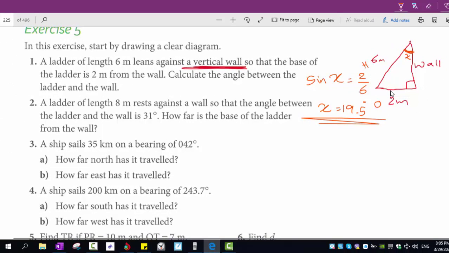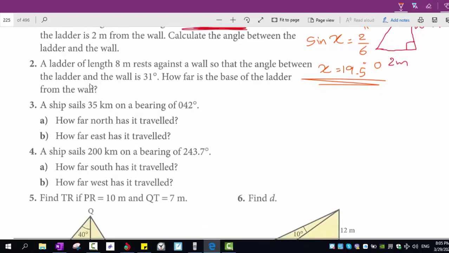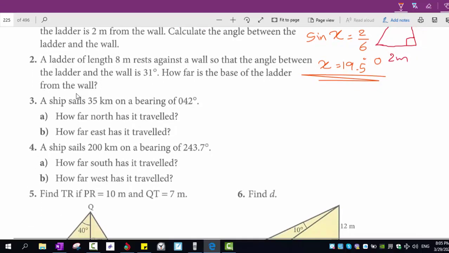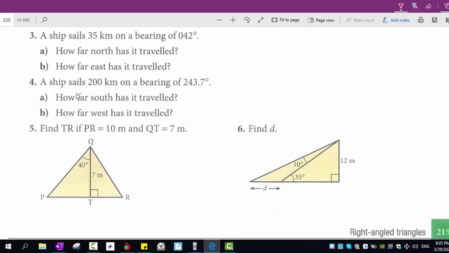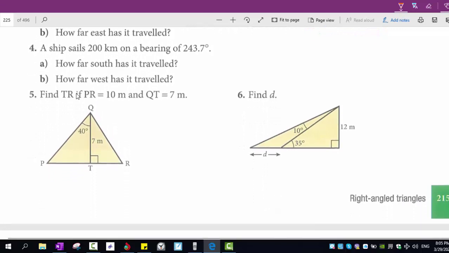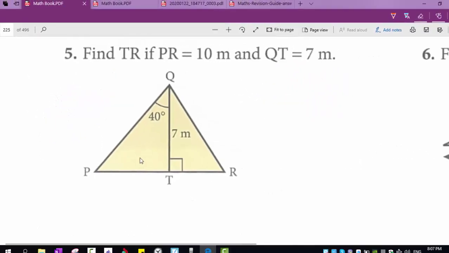Similarly, you can do the other questions, but remember your diagram should have some meaning according to the question. In the other questions, you might use cosine, sine, or sometimes we are going to use Pythagoras to find missing sides while we don't know angles. We just know sides.